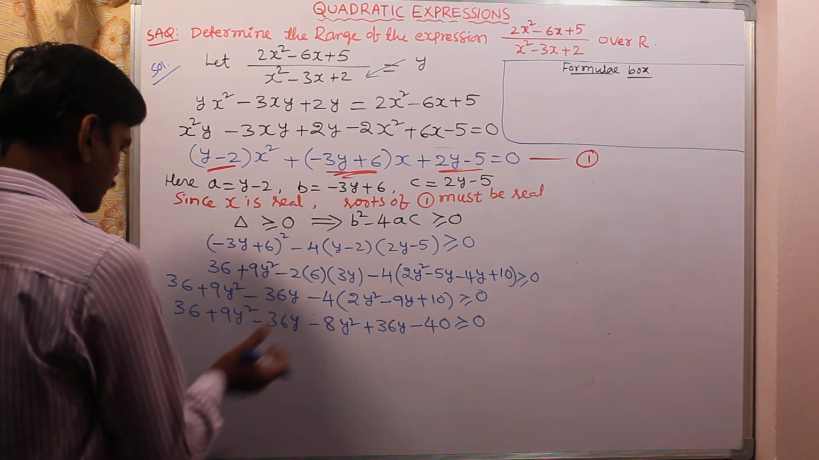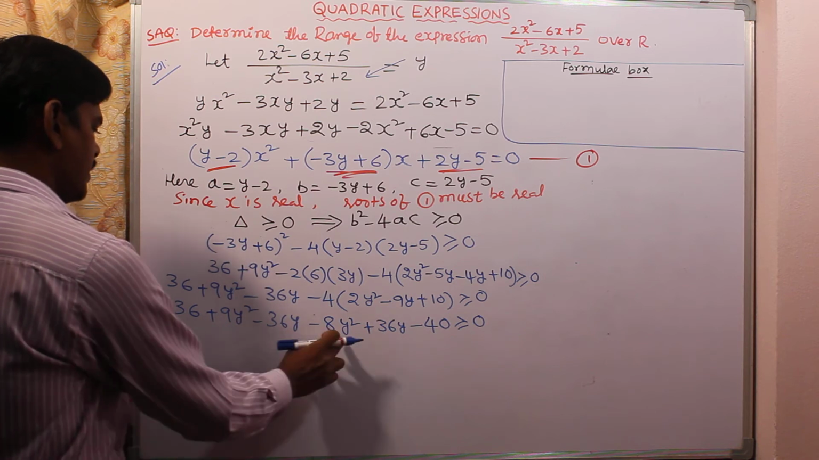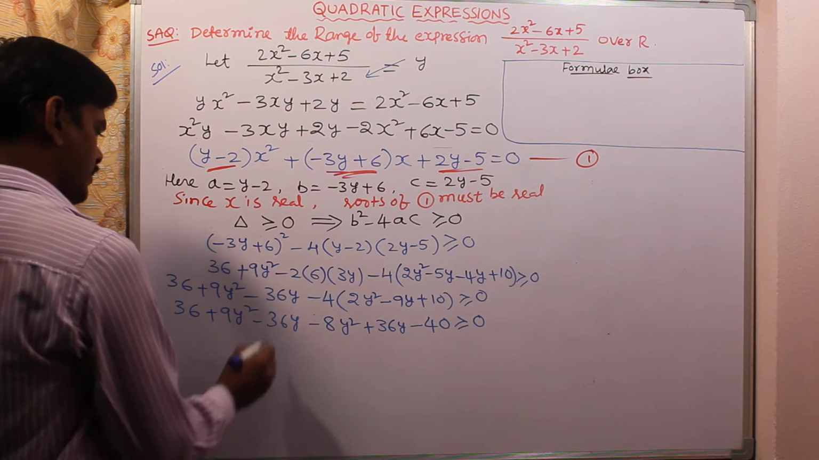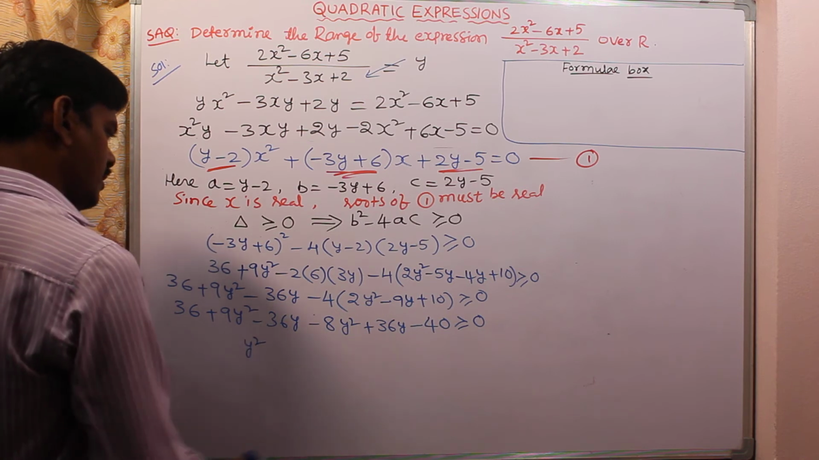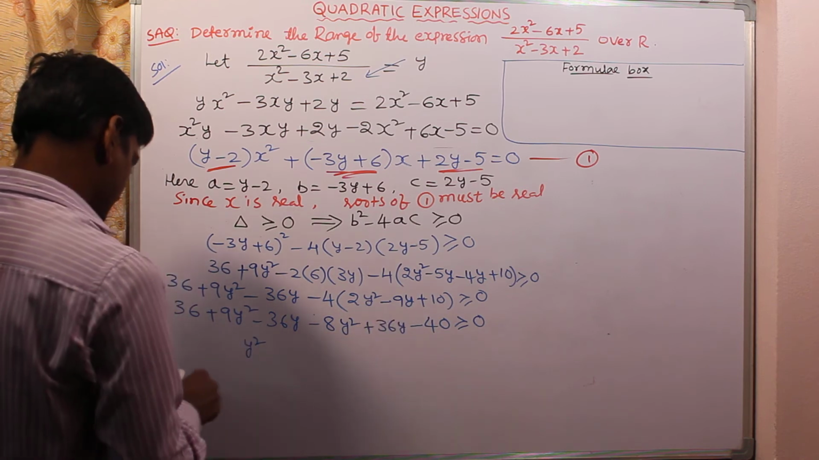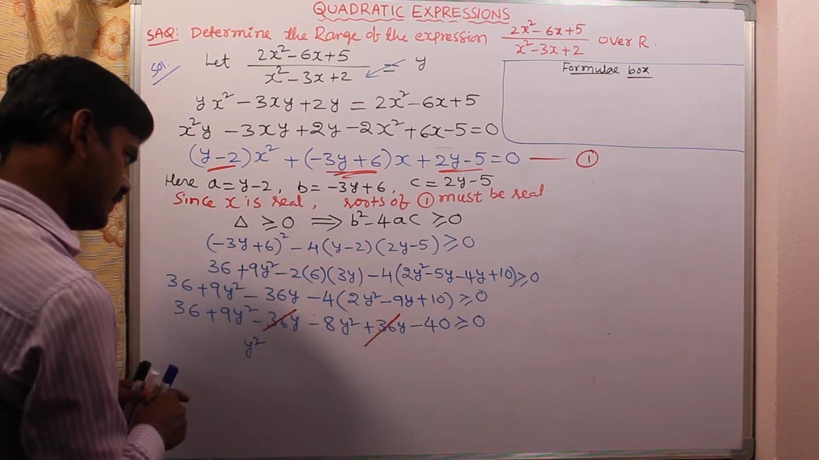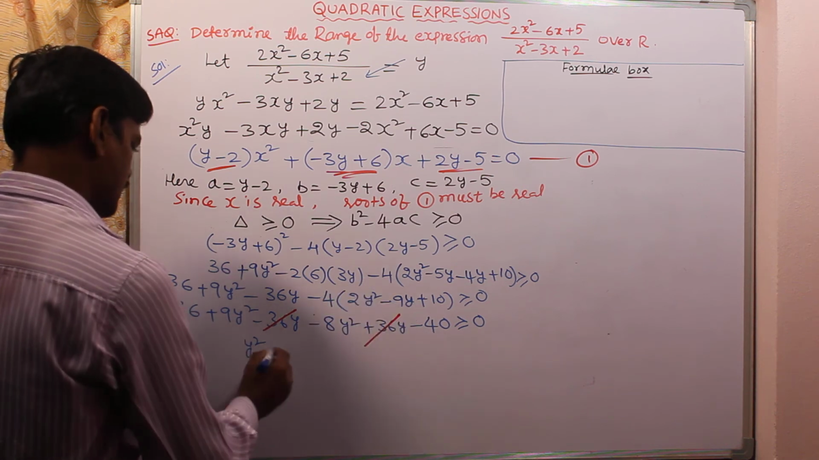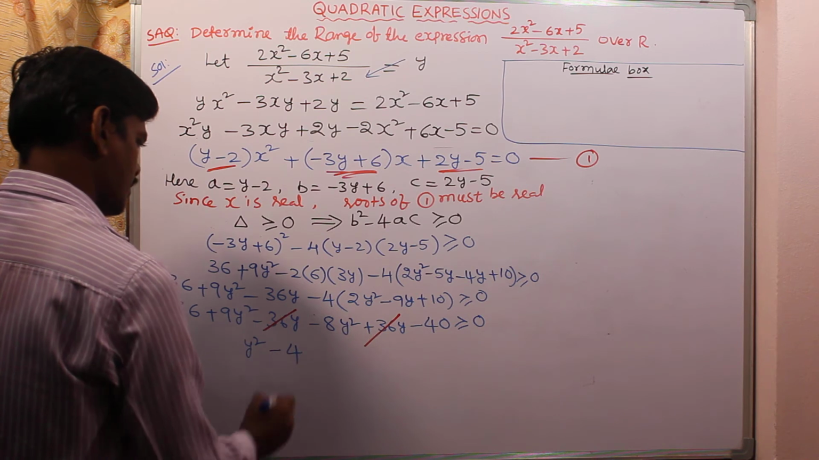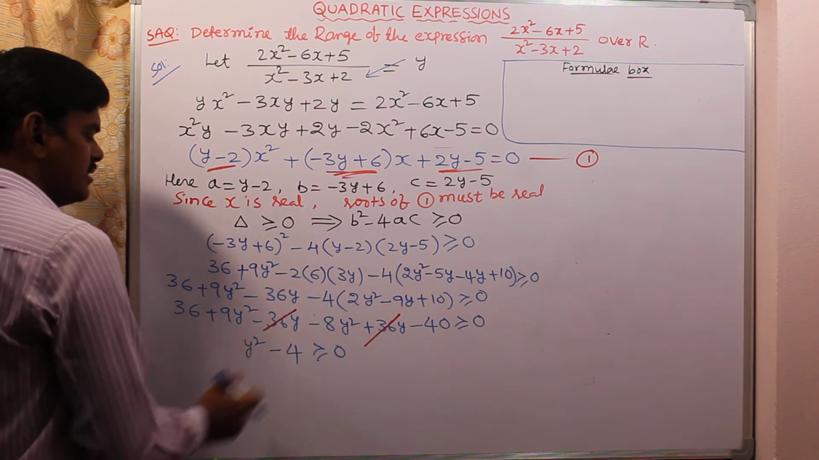Now 9y square and 8y square, these are the like terms. So 9y square minus 8y square becomes y square, 9 minus 8 is 1, so y square. Plus 36y minus 36y gets cancelled. What are we left with? 36 minus 40, that is minus 4, greater than or equals to 0.